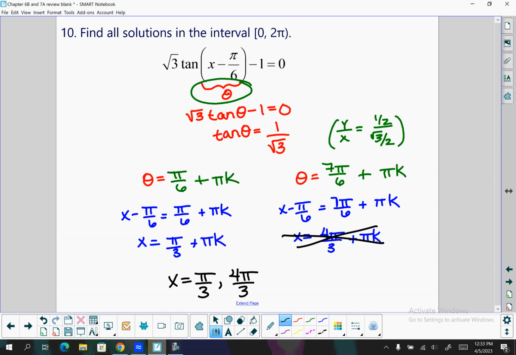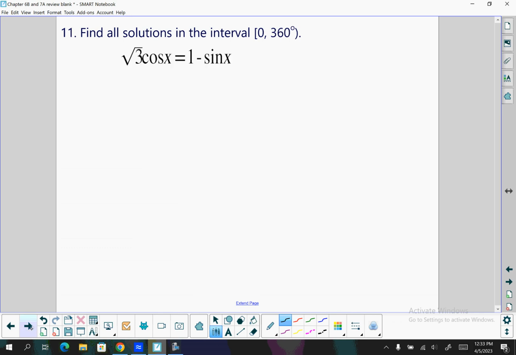So in this case, if you didn't worry about the 7 pi over 6, that plus pi k would give you that answer. If you didn't have the plus pi k, but you accounted for both possibilities, you get both answers. So either way, you can't really go wrong with that. Okay. Any questions on that one? All right. Number 11.